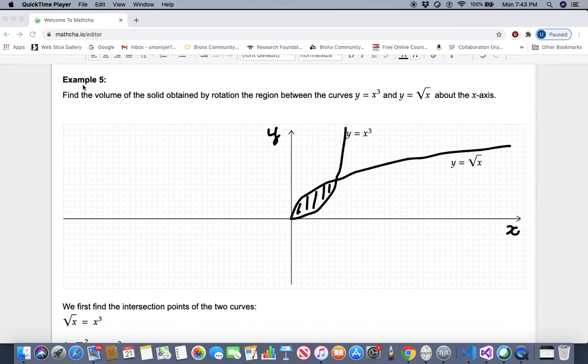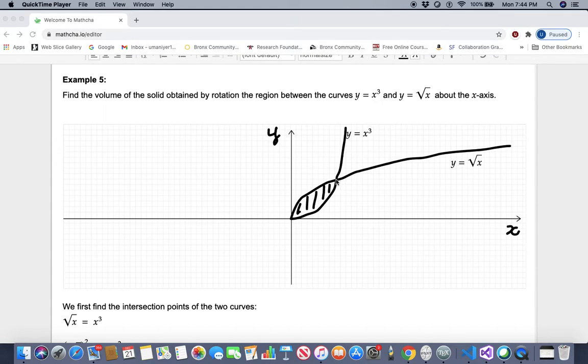Welcome back. Example 5. Find the volume of the solid obtained by rotating the region between the curves y equals x cubed and y equals square root x about the x-axis. So y equals x cubed is this curve. Y equals square root x is this curve. You want to take the region between these two curves, that is this region, and rotate it about the x-axis.